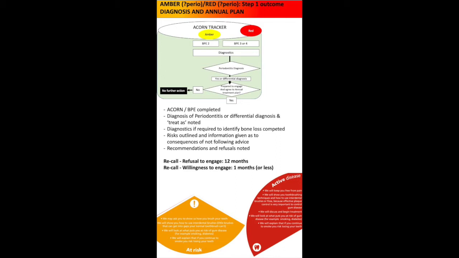To represent an example of a patient's annual journey when presenting with code 3 BPE in the posterior sextants, I am going to talk about Gina. Gina attends the practice as a new patient. She is 37 years old and has no known medical conditions. She describes herself as a social smoker.